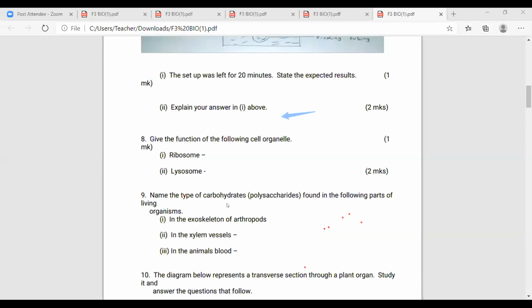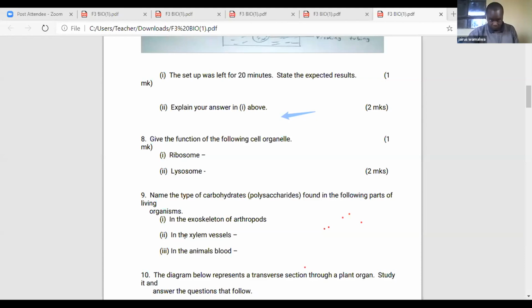Name the type of carbohydrates, polysaccharides, found in the following parts of living organisms. In this, exoskeleton of arthropods. Exoskeleton. Which polysaccharide is that? Chitin. Yes. Chitin.